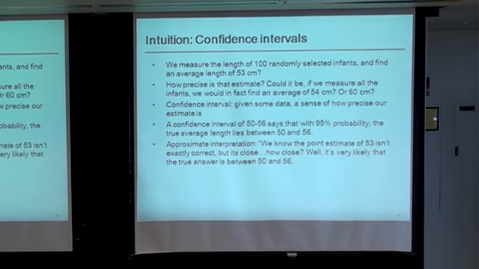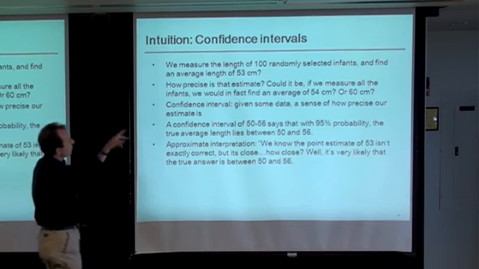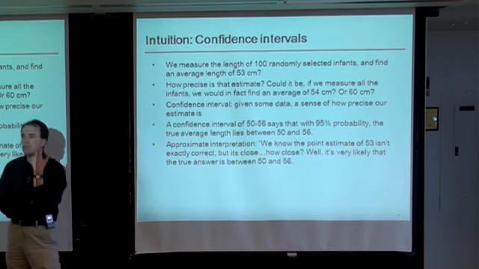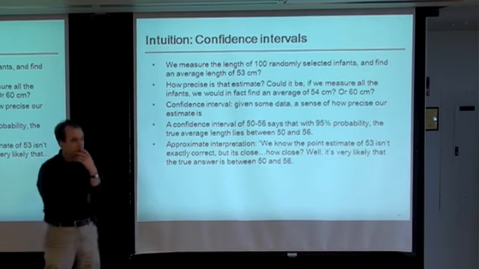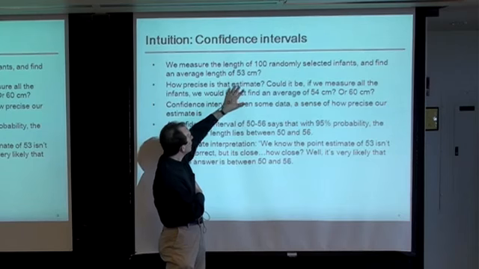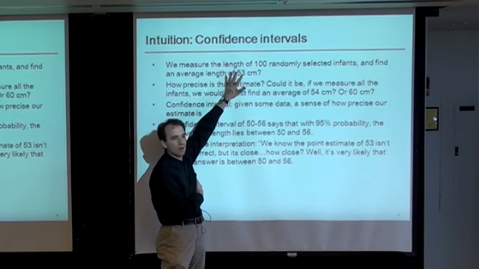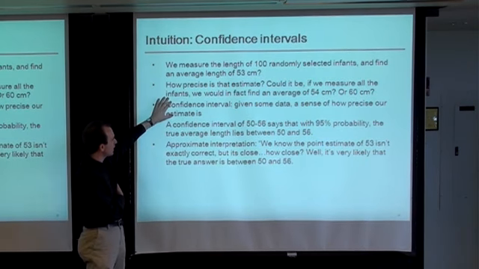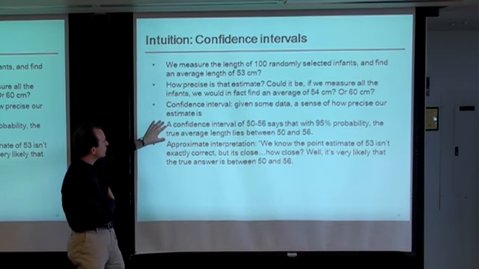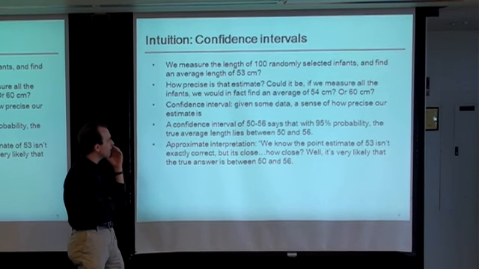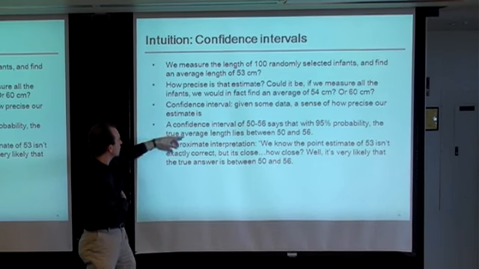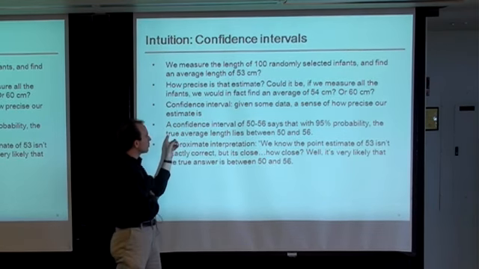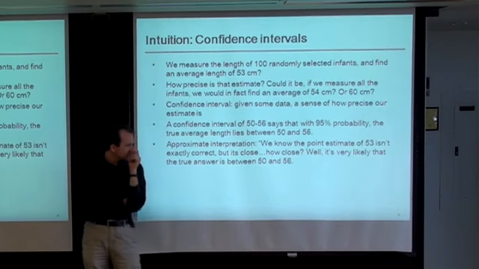So we're going to measure, say, 100 people, and we're going to come up with an average length of 53 centimeters. So we want to be able to say something about how precise our estimate is. We say that the average is 53 centimeters. How confident are we, or how precise are we, that it's 53? That's what a confidence interval is trying to say. A confidence interval essentially tells us that with 95% probability, for example, a confidence interval of 50 to 56 says that the true average length lies between 50 and 56.